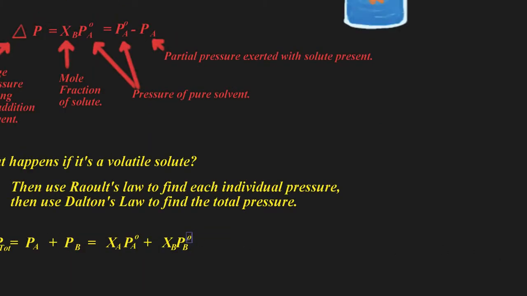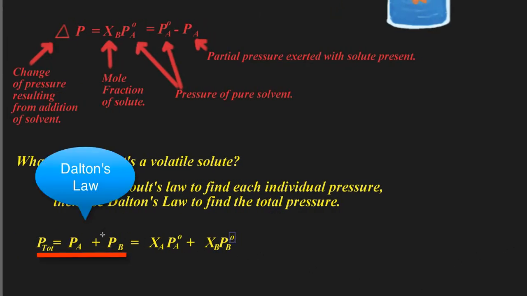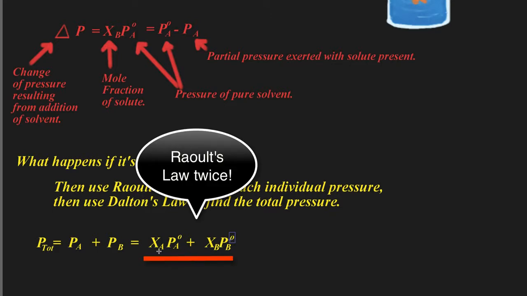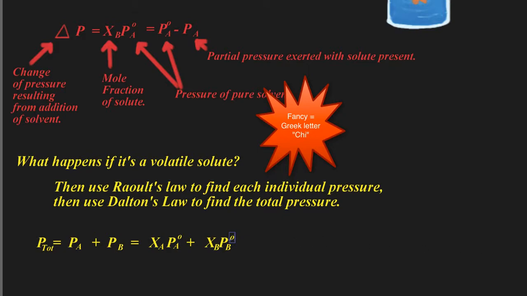So what does that look like? Well, first part is Dalton's Law right here. Total pressure equals individual partial pressures added together. And then the second part is using Raoult's Law twice. We use the mole fraction of the solvent times the pure partial pressure at that temperature, pure solvent. And you do the same thing for the other one. In this case, XA plus XB would equal 1, or chi is what I should say, because it's the fancy X. So that's basically it for Raoult's Law.